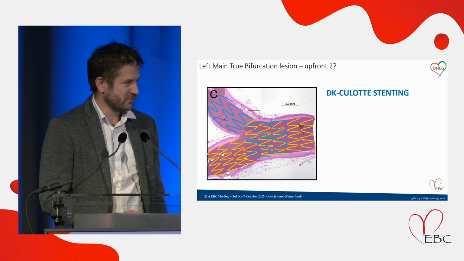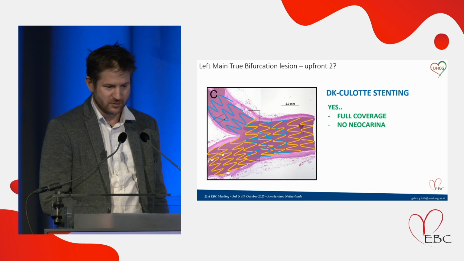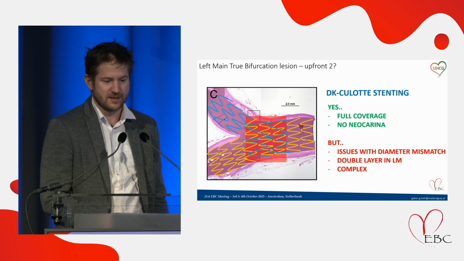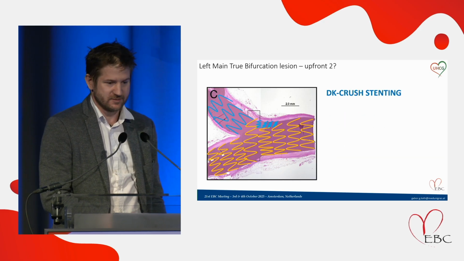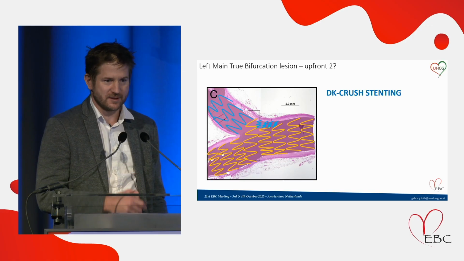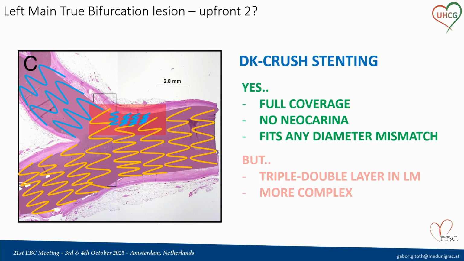You can say that, okay, we go for DK culotte, which, wow, gives full coverage and no neocarina if performed properly, but we have issues with diameter mismatch, issues with the double layer in the left main, and whatever we say, it is more complex than the others. And one might say that DK crush is the technique for saving the Achilles heel of left main, and although it provides full coverage, has no neocarina, and fits all diameter mismatches, it definitely has a massive layer of struts and is definitely a more complex technique.